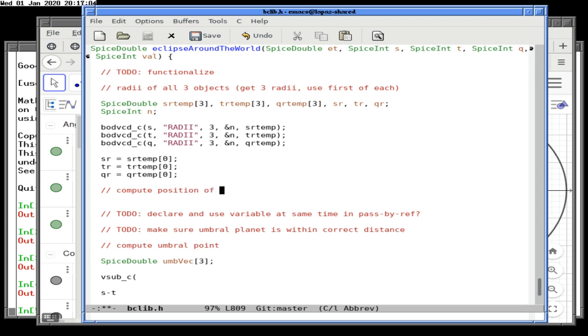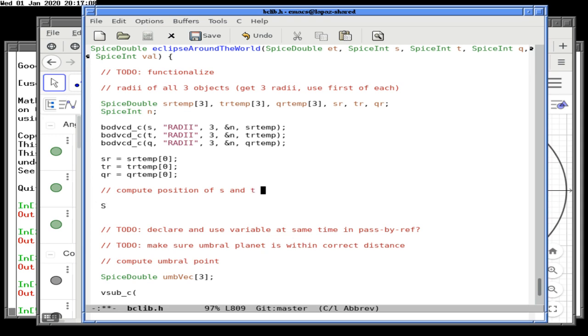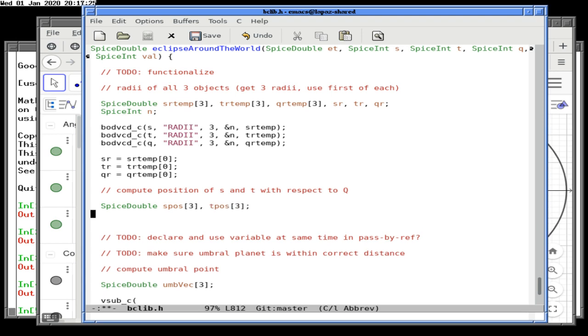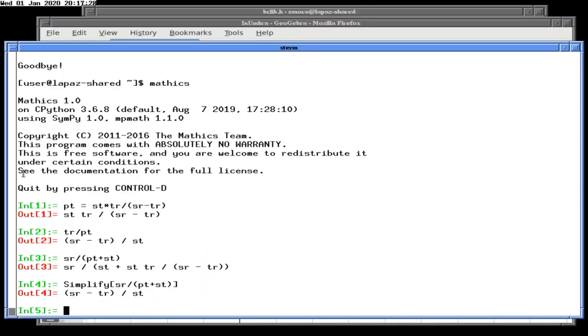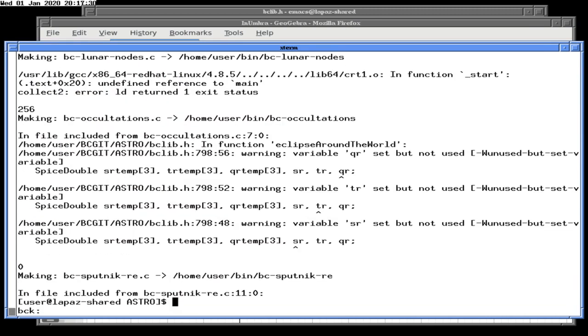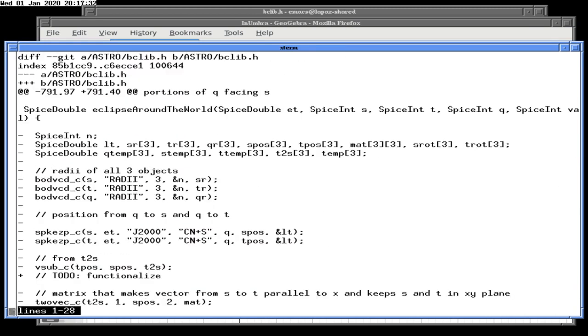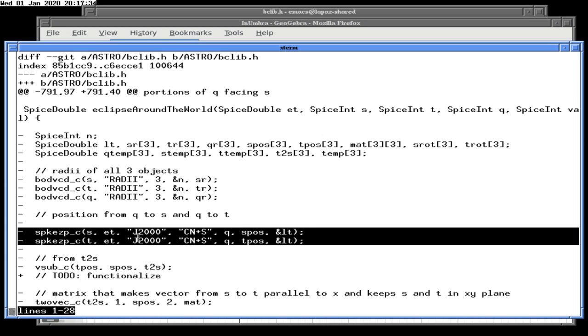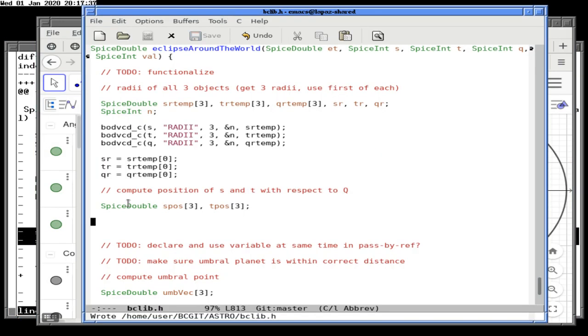So we want to compute the position of S and T with, and I get to use WRT, which means, I'm actually going to spell it out, with respect to Q. And again, this is in just some arbitrary format. We don't even know if they're plus or minus. But hopefully, if we do our math correctly, it's not going to matter. So we need spice double S pos 3 and T pos 3. And then I'm going to cheat and use my diff code because this is actually exactly what I want. There we go. Obviously, I'm going to need to remove the little minus sign in front of it.